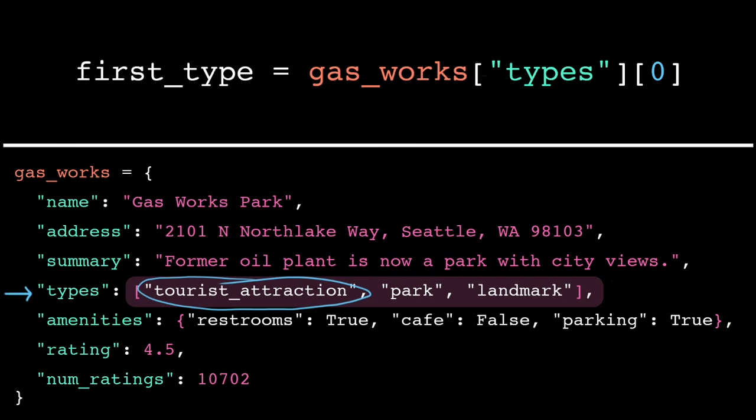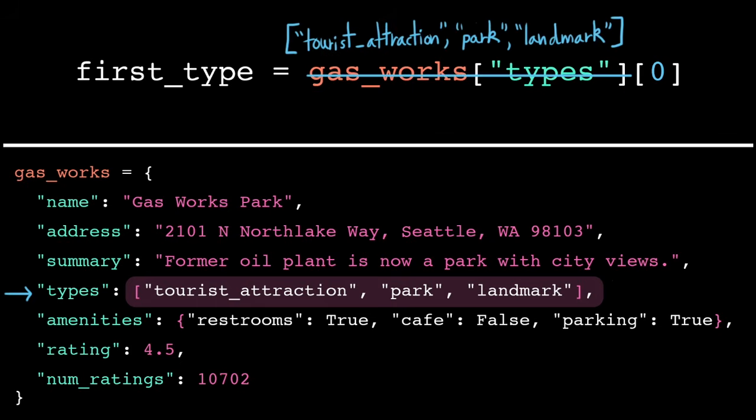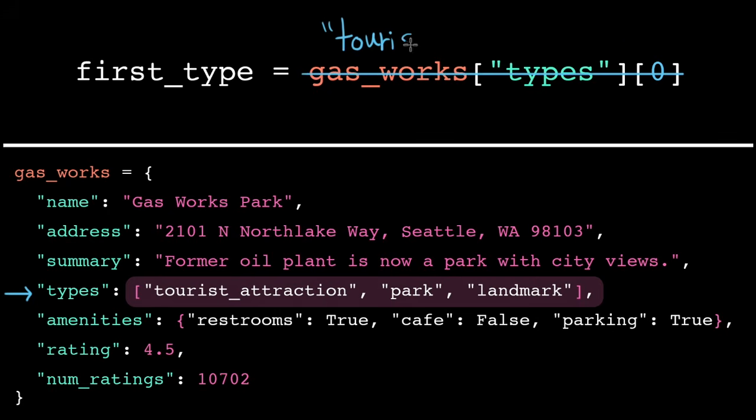This might look a bit intimidating, but we know how to evaluate expressions. We just need to take it one step at a time. We follow the order of operations, and we evaluate from left to right. So, the first part of our expression accesses the variable Gasworks, and from that, it looks up the key types. That gives us our list, which we can substitute back into the expression. And now we simplify again. We're operating on the list now, and we're accessing the element at index 0. So this whole thing evaluates down to the string tourist attraction, which we store in the variable first type.